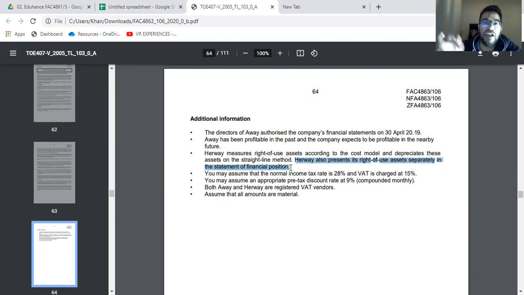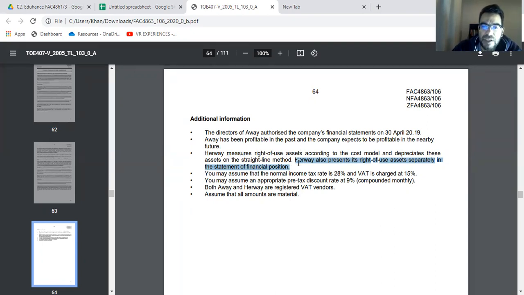In the PPE note, you'll have a column called right of use asset, or you don't let it form part of PPE. You will have a separate line disclosed as right of use asset. Okay, so you have a choice. In most cases, they will separate it.